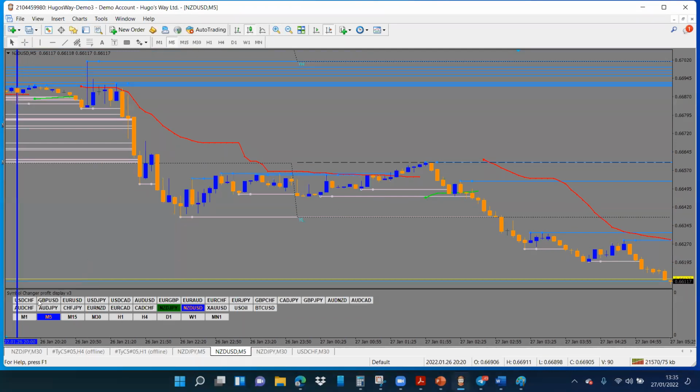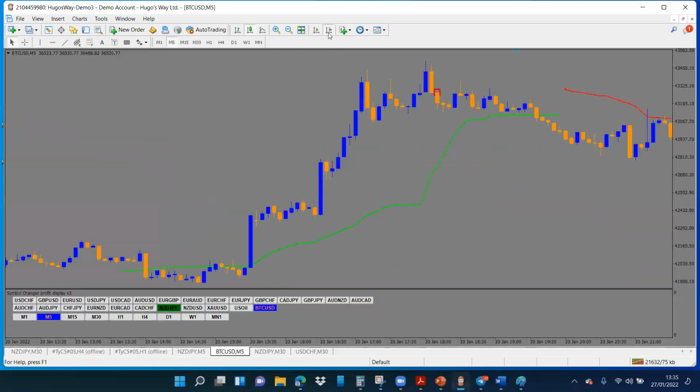So I want somebody to drop a pair for me in the chat box, so it doesn't look like I'm cherry picking. Just drop any pair for me in the chat box. Any pair of your choice, guys.